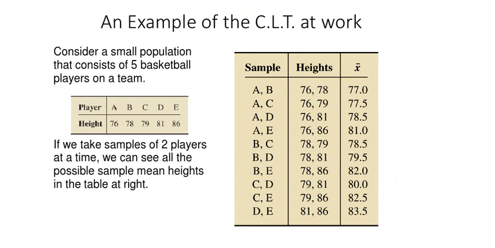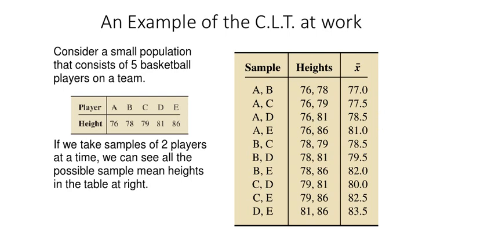So I lined up all 10 of my possible samples here. These are all of the possible samples that we can get from a population of size 5, and there's only 10 of those. Here are their heights, 76 and 78 for A and B, 76 and 79, and so on. And here are their mean heights. Well, let's take a look at this: 77, 77.5, 78.5, 81.0, and on down the list.